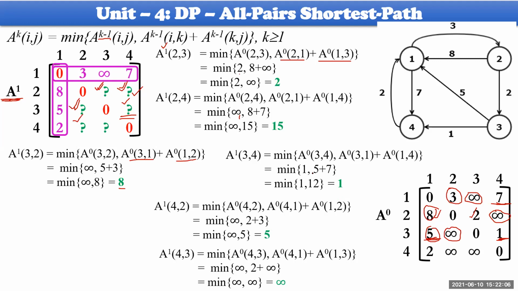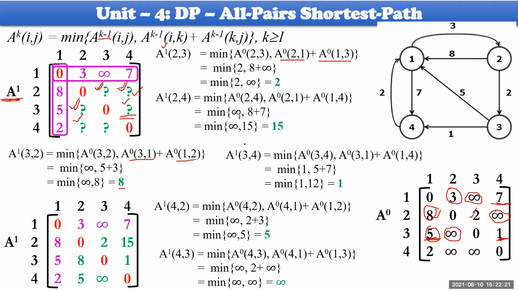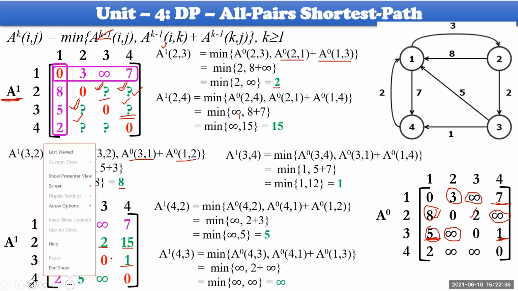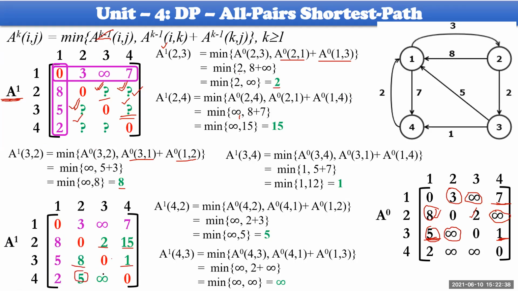Finally, A power 1 has the minimum distances from all vertices to all vertices via vertex 1. Look at this. This is the key. So I have replaced the values. Instead of this particular question mark, I have replaced it with the value 2. That is 2. That is 15, 8, 1, and 5. Look at this. This is 5, and this is infinity. Infinity in the sense we got the infinity value for 4, 3.